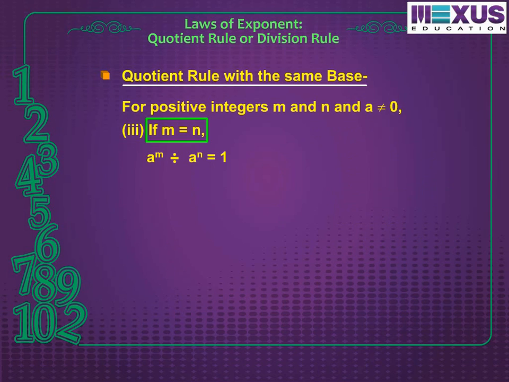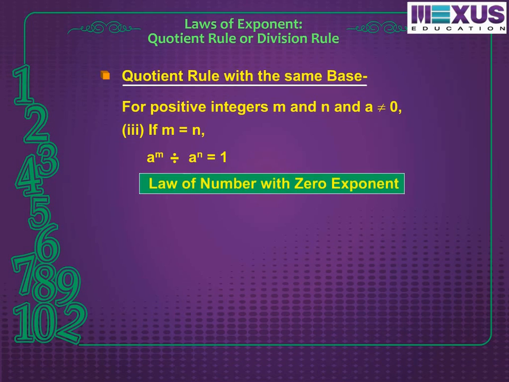Case 3. If m is equal to n, then a raised to power m divided by a raised to power n is equal to 1. This is also known as law of a number with 0 exponents. Example: 9 raised to power 7 divided by 9 raised to power 7 is equal to 9 raised to power 7 minus 7, which will be 9 raised to power 0, that is equal to 1.